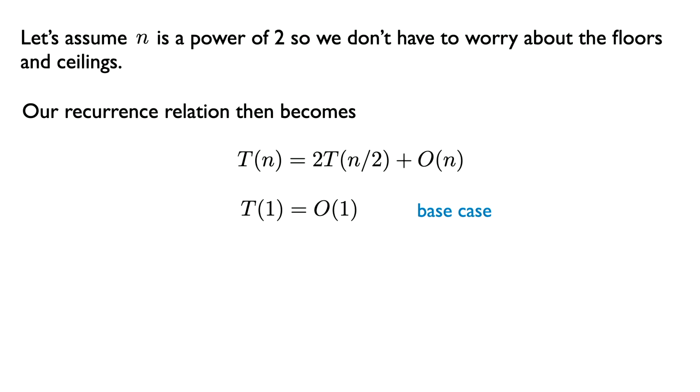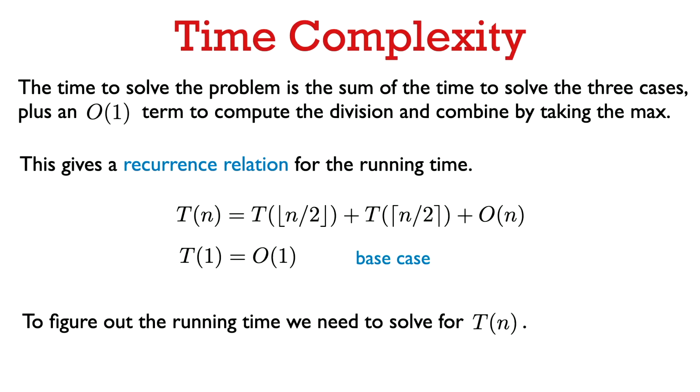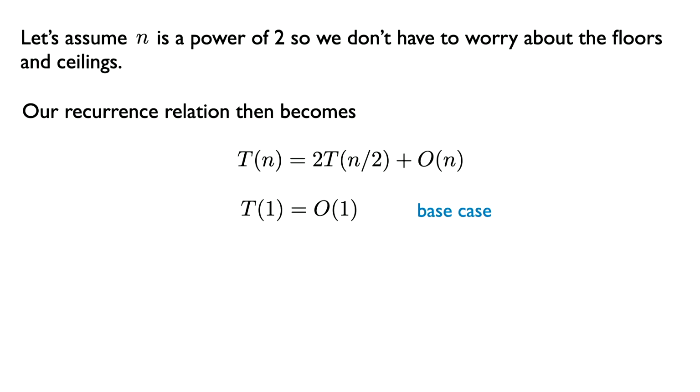So now I'm going to assume that the input size n is a power of 2. In that case, we don't have to worry about this floor of n over 2 and ceiling of n over 2, which is kind of annoying. This assumption that n is a power of 2 isn't going to affect the big O complexity of the solution. So when n is a power of 2, our recurrence relation simplifies to T(n) = 2T(n/2) + O(n), and we still have the same base case, T(1) is O(1).